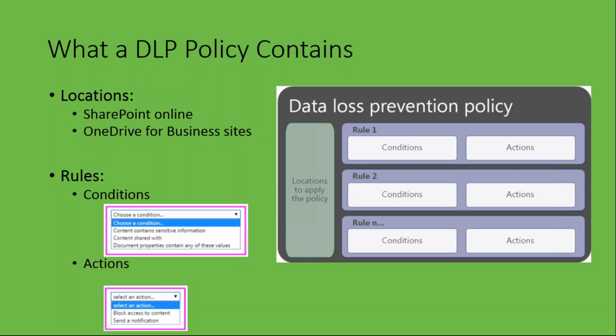Second is the rules. In the rules, there are two main parts, conditions and actions. In the condition, we tell the policy that if my content or my document contains any sensitive information, that's a condition. And then if it is found, the action is either you block access to the content or you can just send a notification. It all depends upon the requirement, what condition we want to apply and what action we want to take.